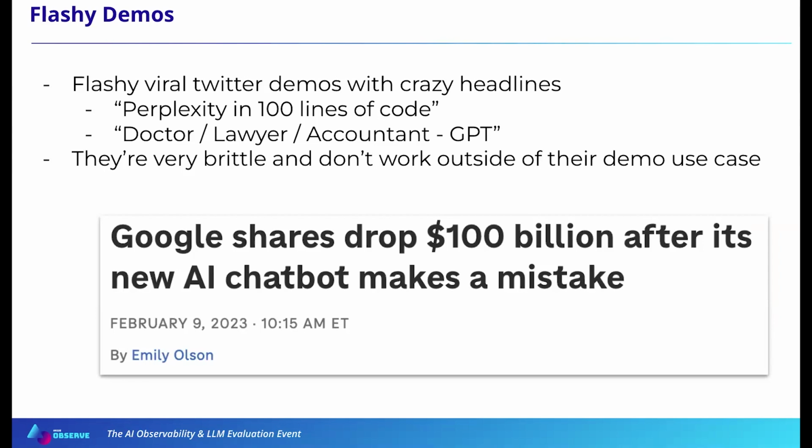And we see a lot of these example apps on Twitter, right? Stuff will get millions of impressions. You'll see like the new Dr. GPT, Lawyer GPT, Accountant GPT, Perplexity, and 100 lines of code to replace Google. We see all that stuff, but they're very brittle outside of their use case.